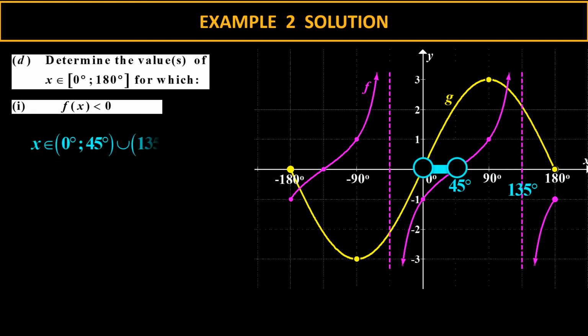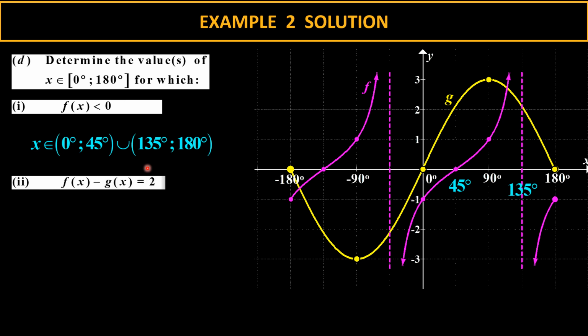So where is it below? Can you see there? And here I only want it from 0 to 180, so I'm not looking on the negative x values. So between 0 and 180, you can see there's the tangent graph below. And between 135 and 180, the tangent graph is below there. And because I don't have an equal, I exclude the endpoints there.